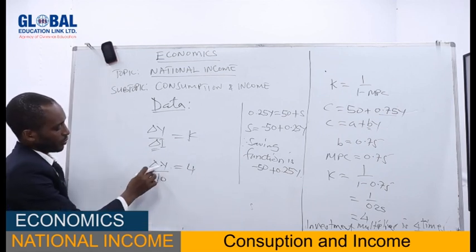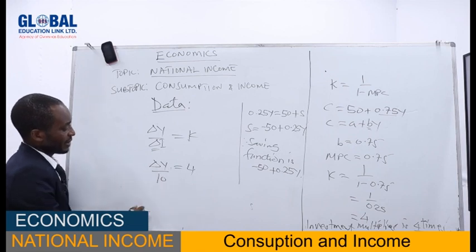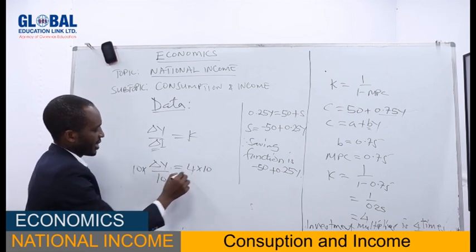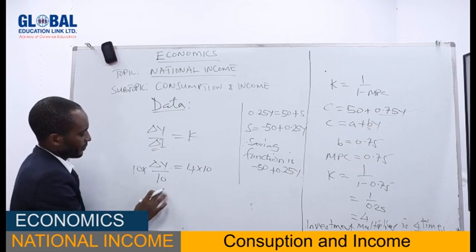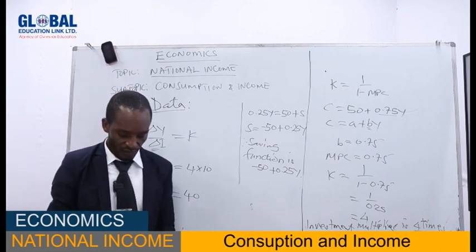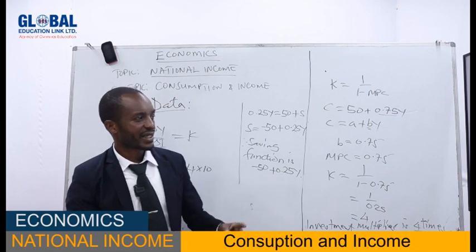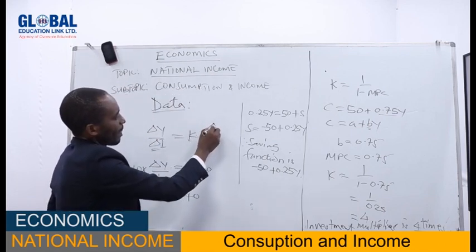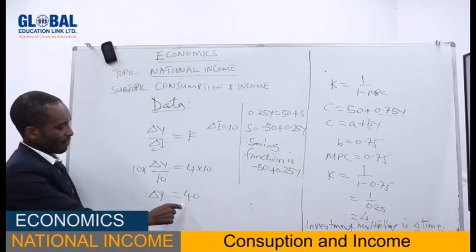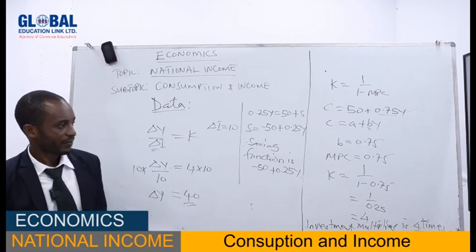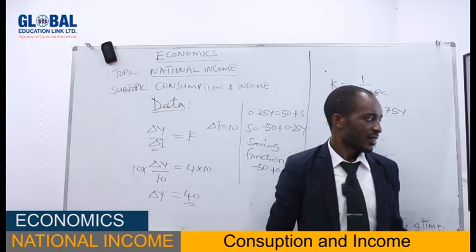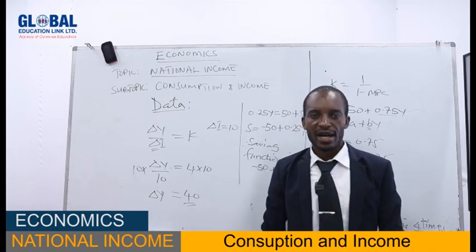So to find the change in income, you multiply 10 times both sides. So it will be 10 times 10. So change in income will be equal to 40. So when investment increased by 10, the income will increase by 40.